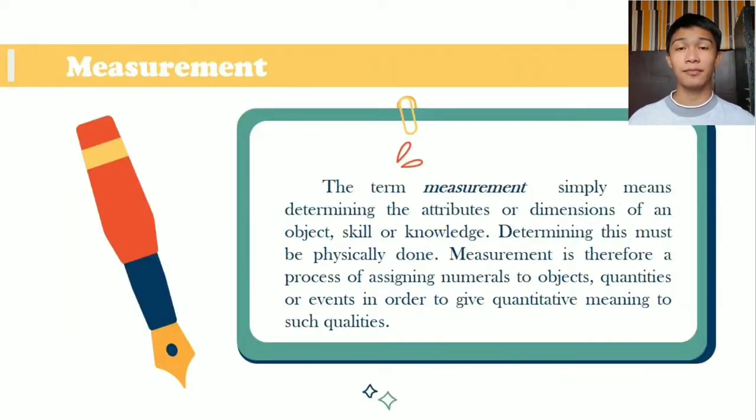In the next one, we have measurement. So what is measurement? The term measurement simply means determining the attributes of an object, skill, or knowledge. Determining this must be physically done. Measurement is therefore a process of assigning numerals to objects, quantities, or events in order to give quantitative meaning to such qualities. Measurement is all about the numbers and being able to quantify the performance or the abilities ng mga estudyante. Ang example ng mga measurement kay ang scores na makuha nato gikan sa mga assessments like tests, exams, quizzes, etc. Measurement stops at ascribing the quantity but not making the value judgment on the child's performance.